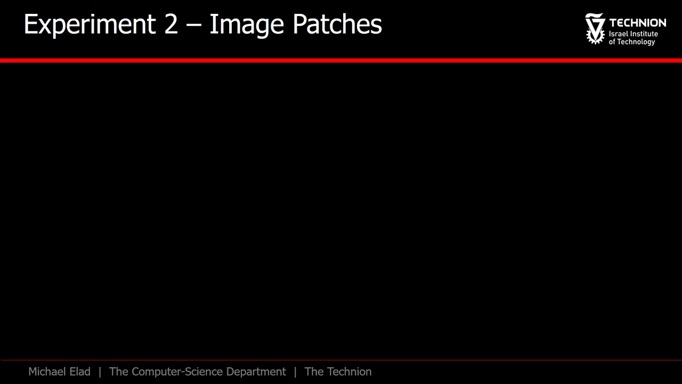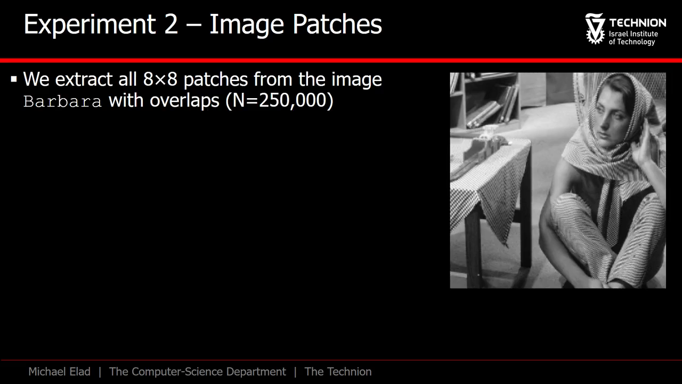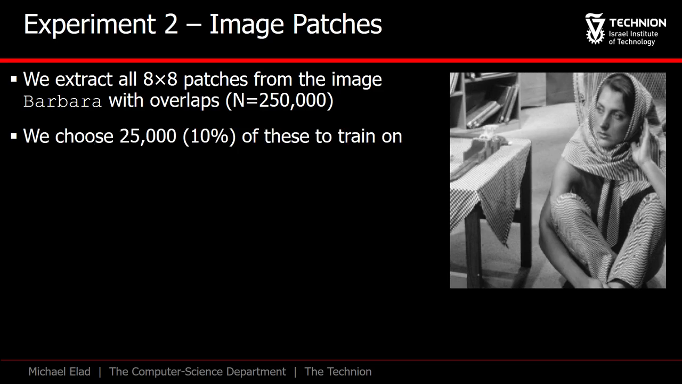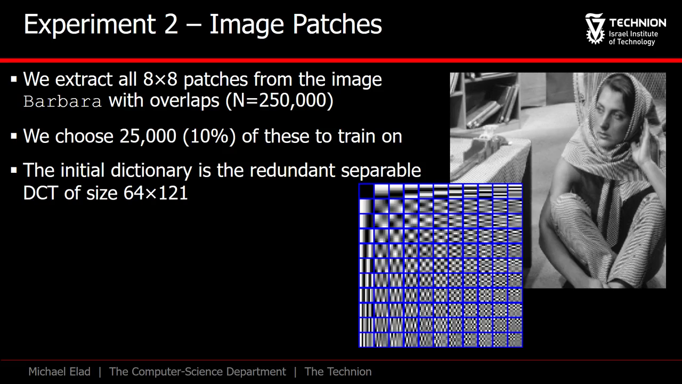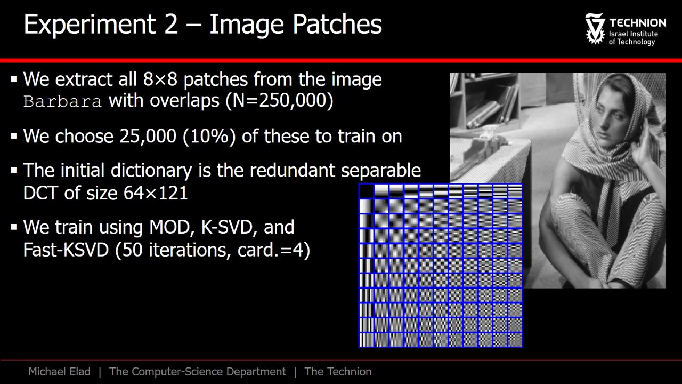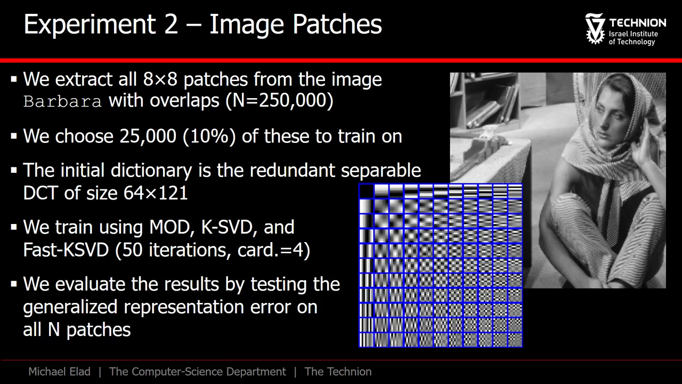We proceed by presenting the dictionary learning process on image patches. We extract all the 8x8 overlapping patches from the image Barbara and choose 10% of them at random. These are 25,000 patches that will serve the training process. We initialize the training using the redundant 2D separable DCT with 121 atoms and compare the MOD, the KSVD, and their speeded up version. In all these runs, we apply 50 iterations and a fixed cardinality of 4 in the representations. In this test, we cannot compare the found dictionary to the true one since there is no reference to compare against.